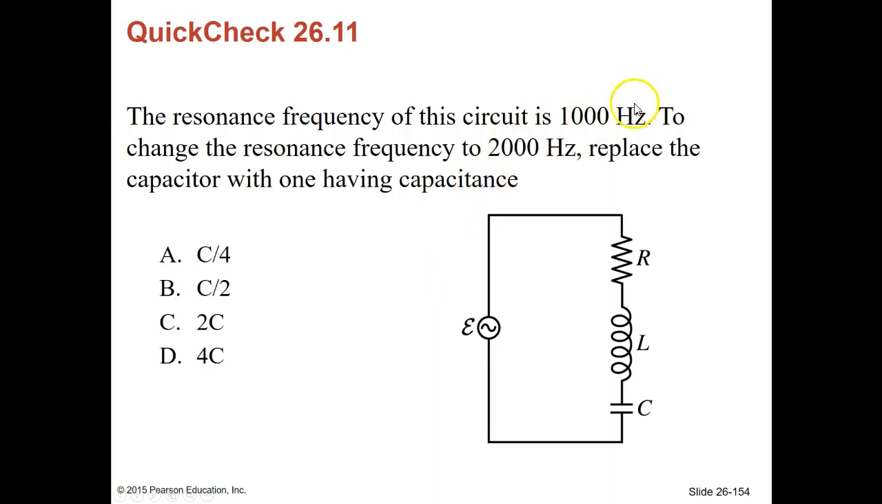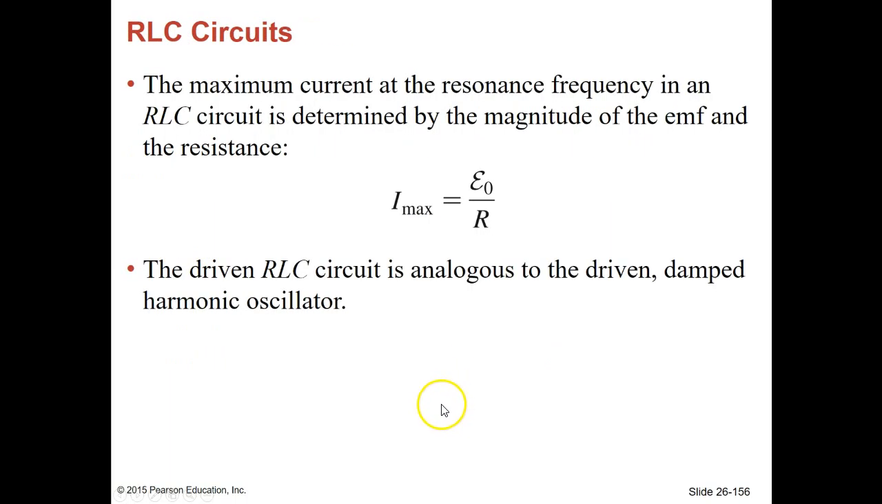The resonant frequency of this circuit is 1,000 hertz. To change the resonant frequency to 2,000 hertz, we replace the capacitor with one having a capacitance of C over 4. So here, there's our resonant frequency again, and that's equal to 1 over the square root of L times C. So if I divide C by 4, it will double the frequency itself.